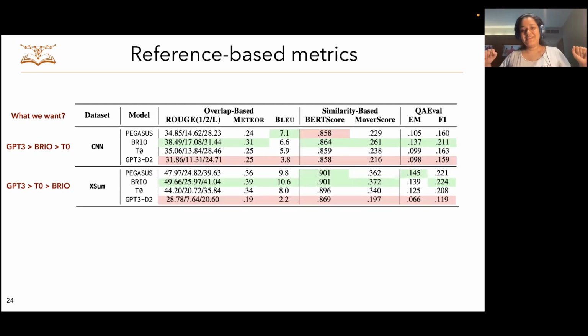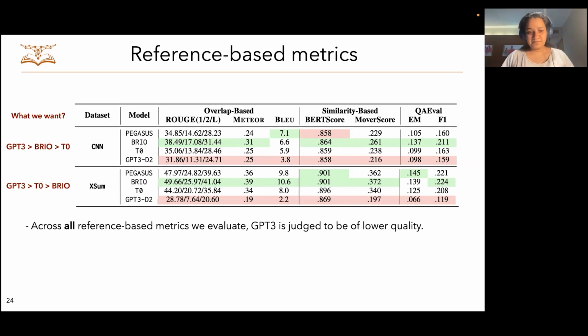And these are the results. And I know I've thrown a lot of numbers here, but the high level takeaway that we can get from just looking at these colors is that consistently GPT-3 was rated as the worst summary for both those systems, even though our human annotators preferred these summaries much more than other systems.